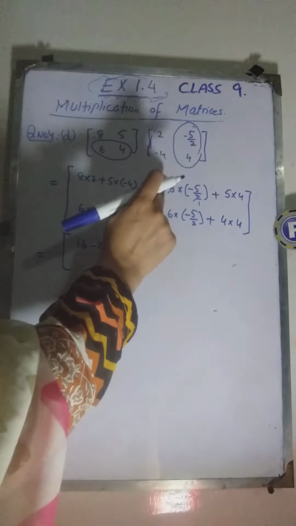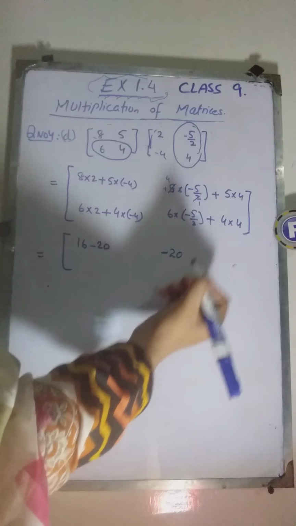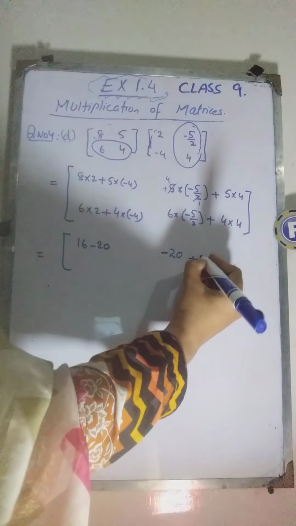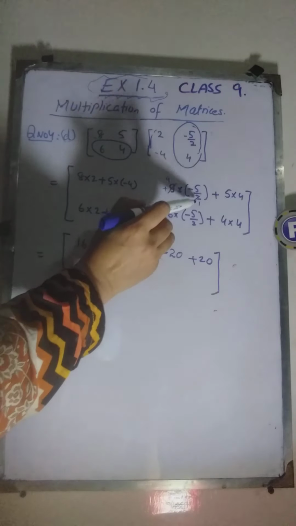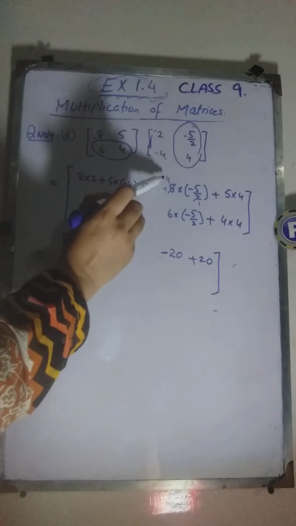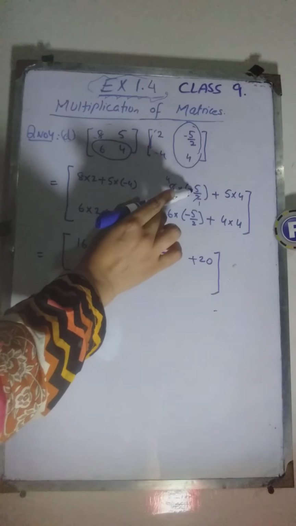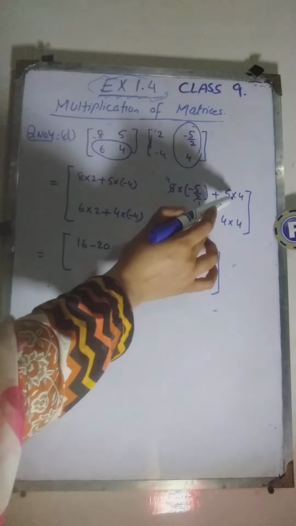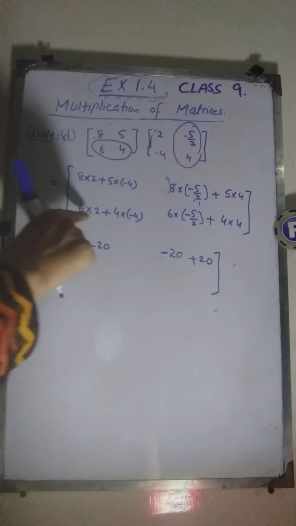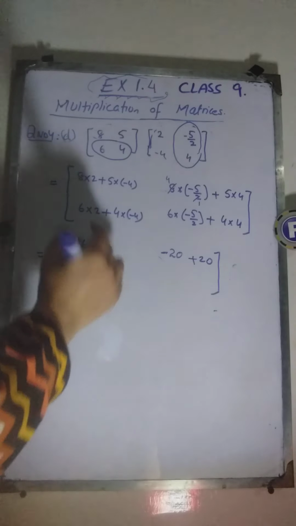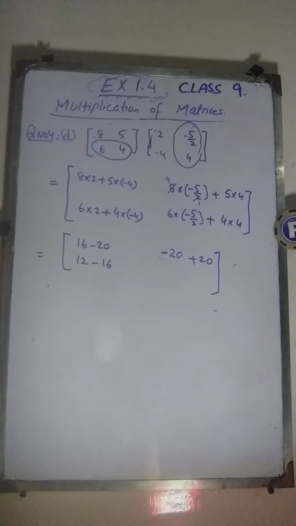This will be 4 into negative 5, which is equal to negative 20, plus 4 5s are 20. 2 1s are 2, 2 4s are 8. We were left with 4, so 4 into negative 5, when multiplied with negative 5 will give you negative 20, and 4 into 5 will give you positive 20. Now 2 into 6 will be 12 minus 4 4s are 16.